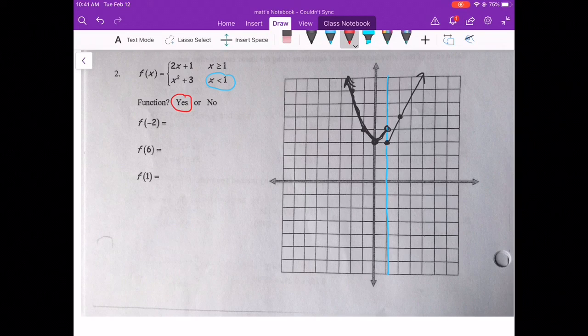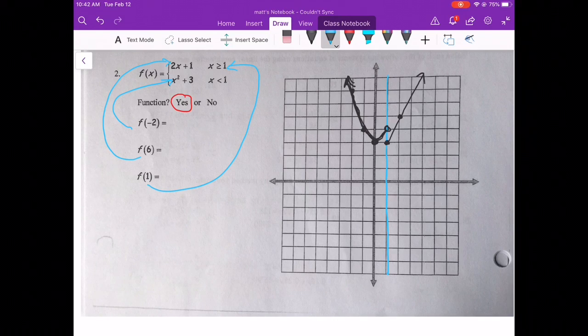All right. Now I'm going to evaluate the function at these different x values. When the x value is -2, what's the functional value? So what I like to do is I just compare this to the domain. -2 is less than 1, so that means I'm going to put it into this function here. 6 is greater than 1, so I'm going to put it into that function there. And 1 is actually equal to 1, so it's going to go with this function as well.